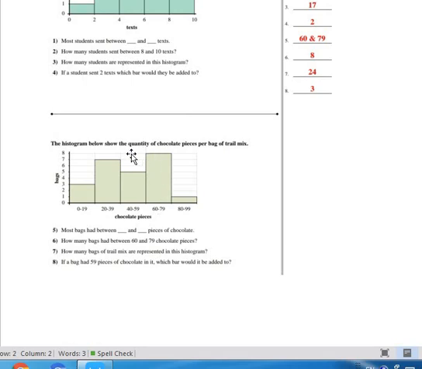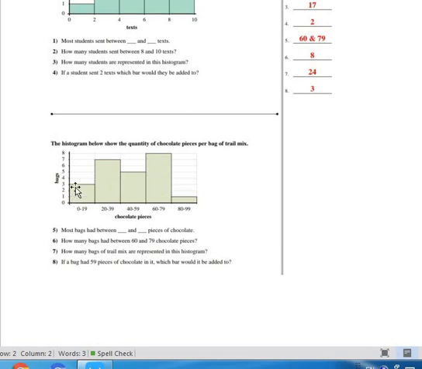Okay, how many bags can you see? 8 bags. So how many bags had between 60 and 79? We have just answered this: 8 bags. How many bags of trail mix are represented in this histogram? How many bags here? Okay, again, what should I do? I will add all the bags from the histogram.